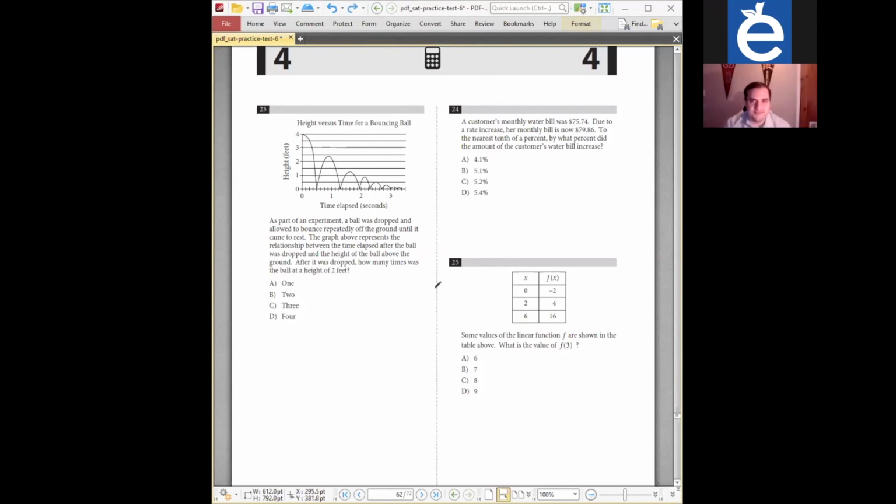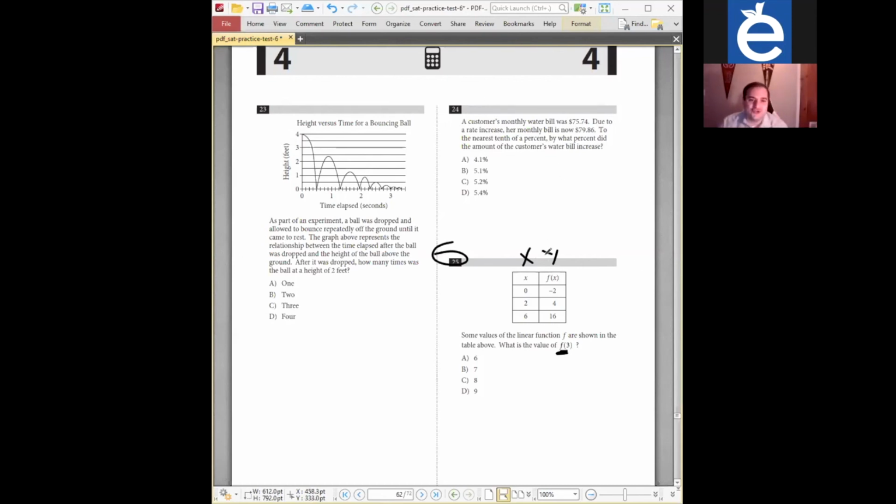All right, we're just going to skip to 25, because this is a more important question. Some values in the linear function f are shown in the table above. What is f of 3? Okay, so an x, f of x chart is an x-y chart. Now, I'm going to show you a little bit of a longer way of doing this, but it is a test concept that comes up all the time. If you know this test concept, you will get points.